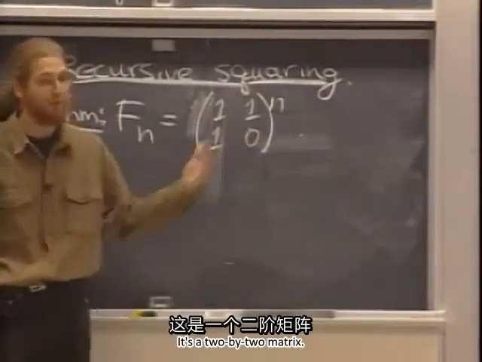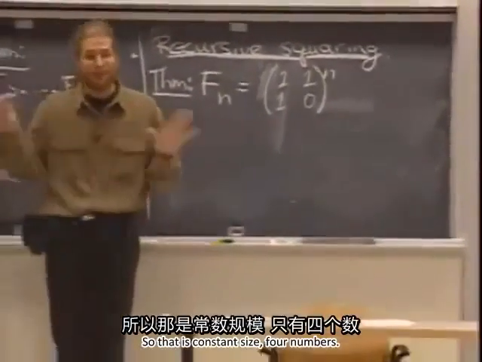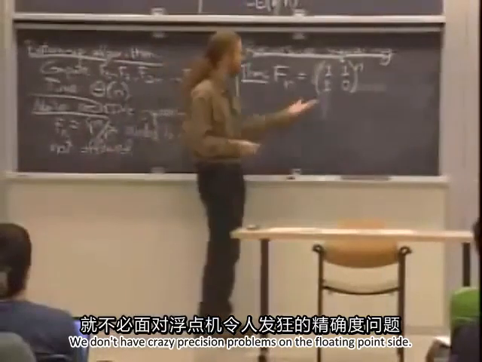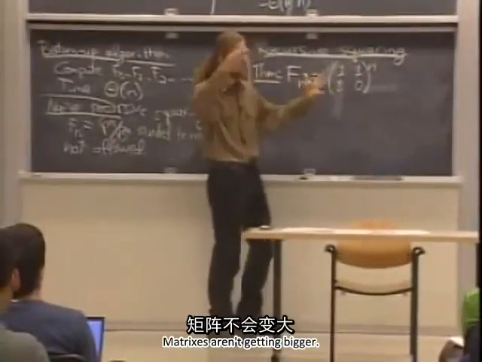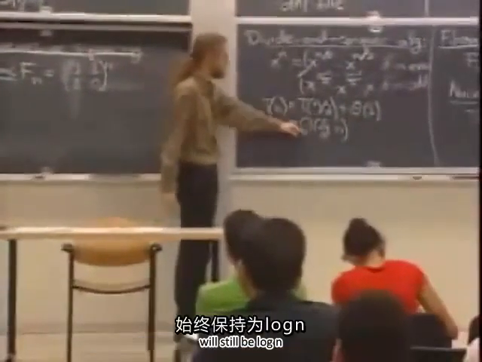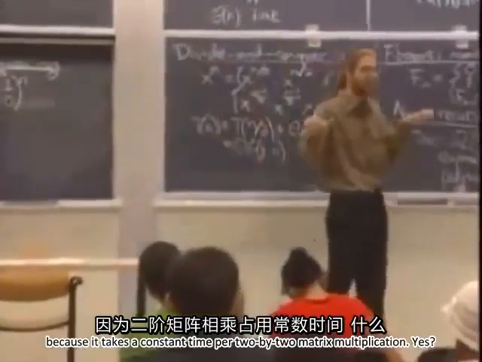It's a 2 by 2 matrix. You multiply 2 by 2 matrices together, you get a 2 by 2 matrix. So that's constant size, 4 numbers. I can handle 4 numbers. Okay, we don't have crazy precision problems on the floating point side. There's only 4 numbers to deal with. Matrices aren't getting bigger. So the running time of this divide and conquer algorithm will still be log n, because it takes constant time per 2 by 2 matrix multiplication.